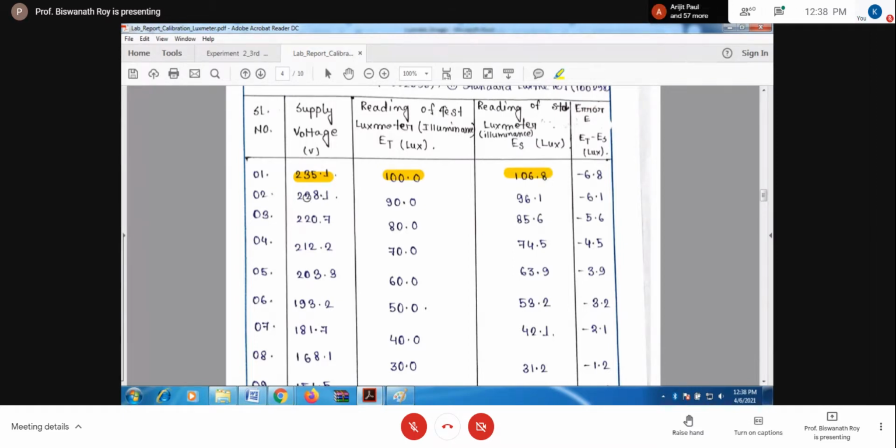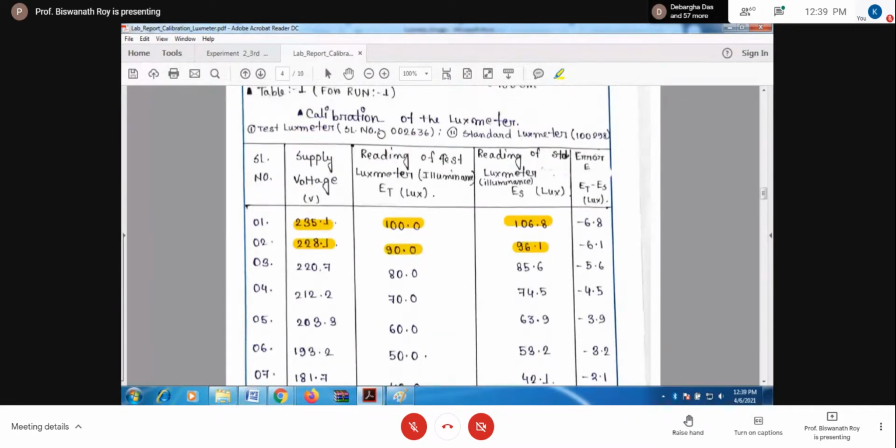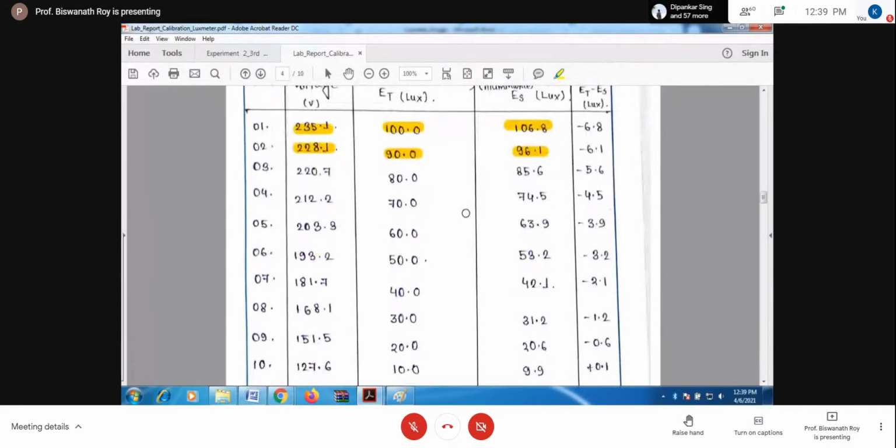Similarly, for the same supply voltage to the lamp, the working test lux meter reads 90, and the working standard lux meter reads 96.1. So this table gives us the error. This table we call the calibration table for the lux meter.